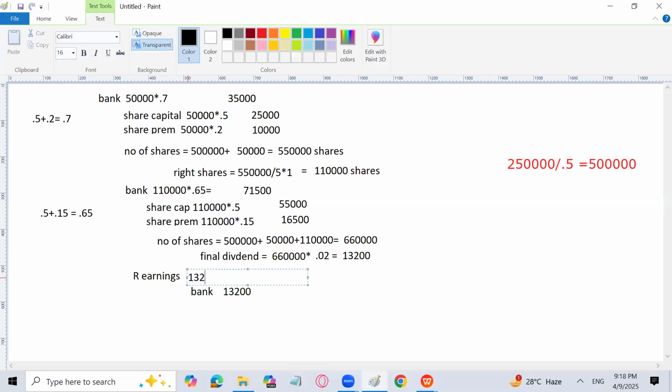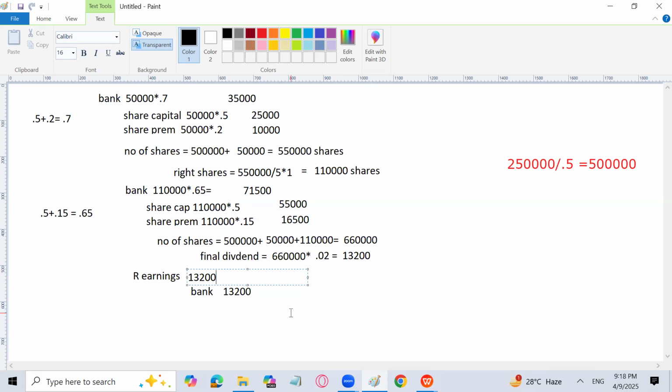Retained earnings, beta, is always credited. Sir, why? Okay, what is ordinary share capital? Credit. What is share premium? Credit. What is general reserve? Credit. So what is retained earnings also? It's a part of equity, credit. But when you take money out of it, sir, why? To pay dividend, so what will the amount of retained earnings be? It will decrease. That's why retained earnings will be debited because of the payment of dividend, and bank is going to be credited with 13,200, which is 6,60,000 into 0.02.